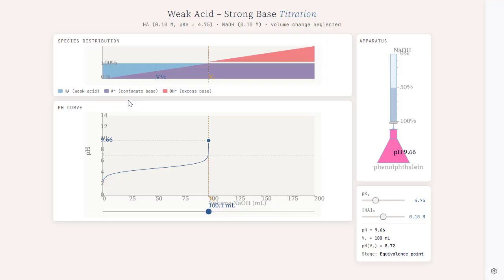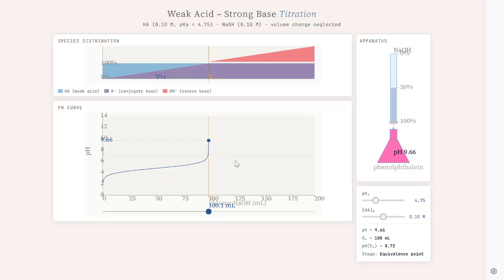So here we have just conjugate base, which of course has an acid-base reaction and makes a little bit of HA and a little bit of hydroxide. This is why this pH is at 9.66 approximately. I'm actually over-titrated already, so I probably can't get this exactly to 100 because the stepper here is too small. But it tells me if I calculate it, I would expect 8.72. So I'm not neutral at the equivalence point, but I'm at 8.72.